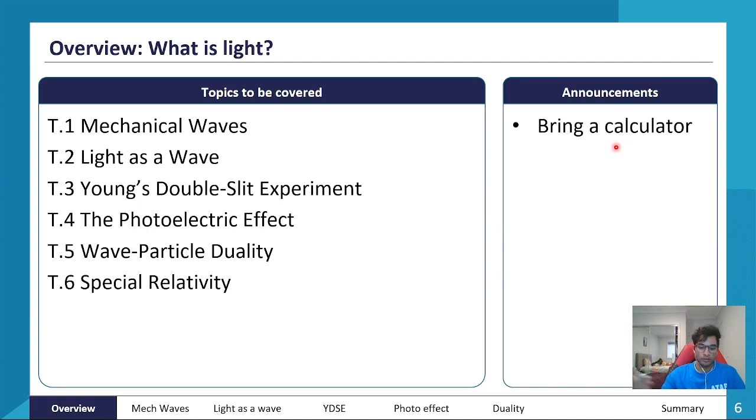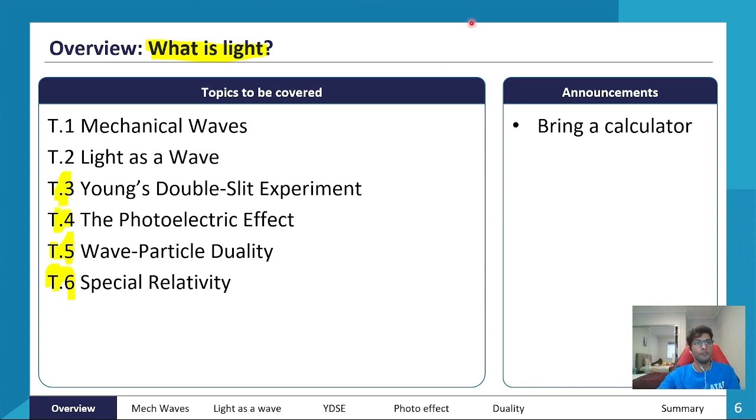So the main question that we're answering in Unit 4 is: what is light? We want to know, is light a wave or is light a particle? I'll give you a quick spoiler alert. It's neither. It's both. Light is both a wave and a particle, and you'll see why that makes sense and why that kind of doesn't make sense. We're going to go through special relativity, wave-particle duality, the photoelectric effect, and Young's double slit experiment.